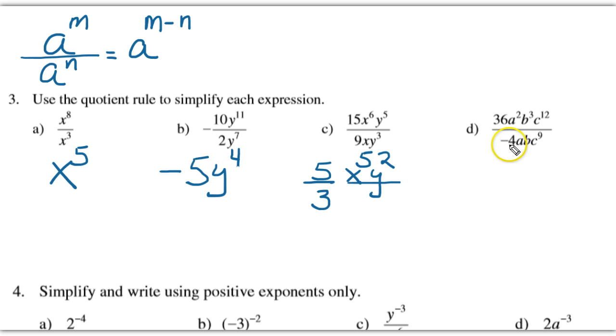Now a negative 4 goes evenly into a 36. That would be a negative 9. And then a to the 1st subtracted from a to the 2nd is a to the 1st. We don't write the 1. b to the 1st subtracted from b to the 3rd will be b to the 2nd. And 9 subtracted from 12 is c to the 3rd. So again, still pretty easy, and hopefully you're following along. And if you ever have a question, of course, ask your questions.